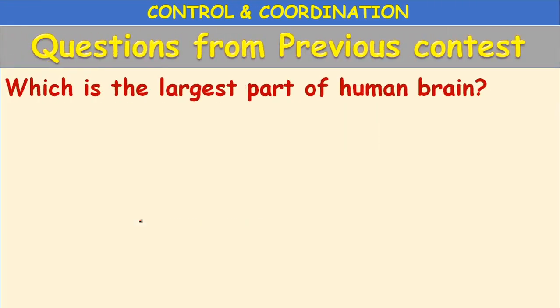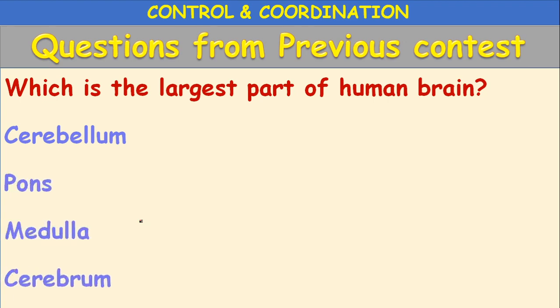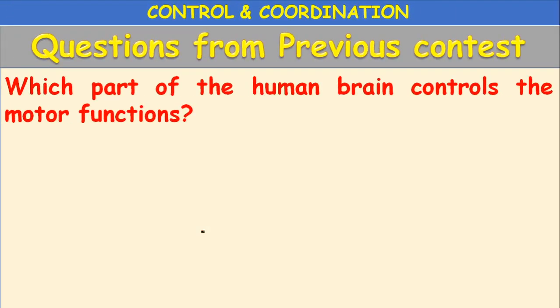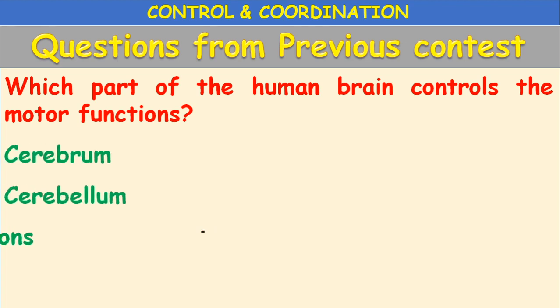Which is the largest part of the human brain? Cerebrum, cerebellum, pons varolii, medulla oblongata. It is the cerebrum. The forebrain is the largest part of the human brain. Next, which part of the human brain controls the motor functions? Cerebrum, cerebellum, pons, medulla oblongata. It is the cerebrum.